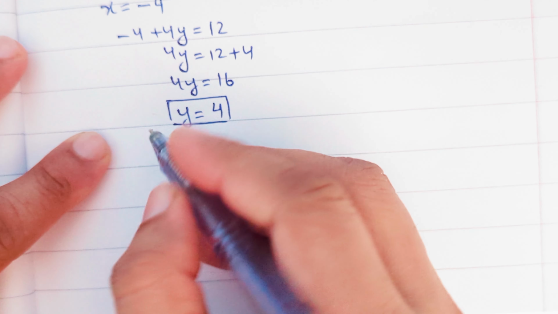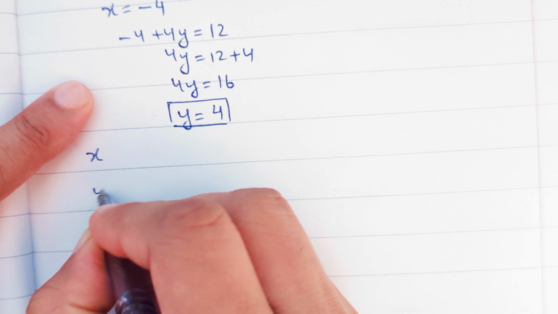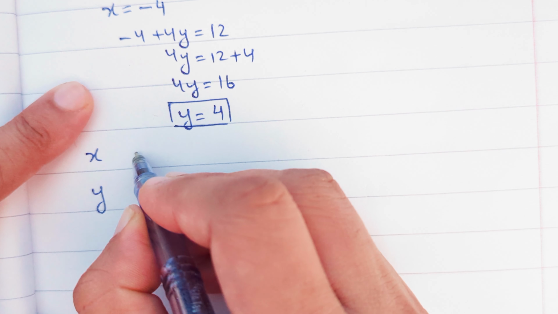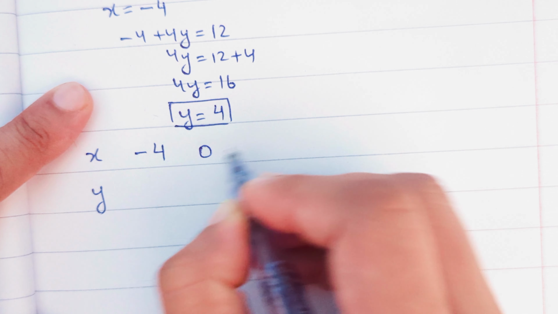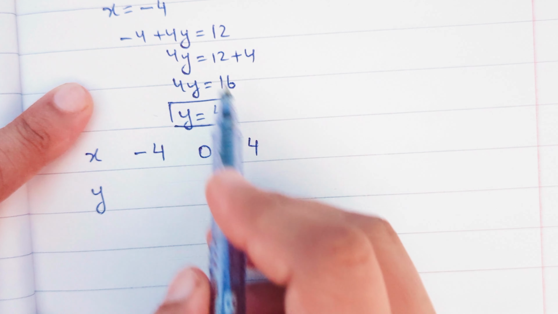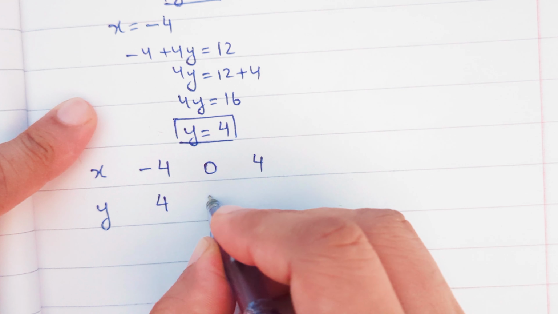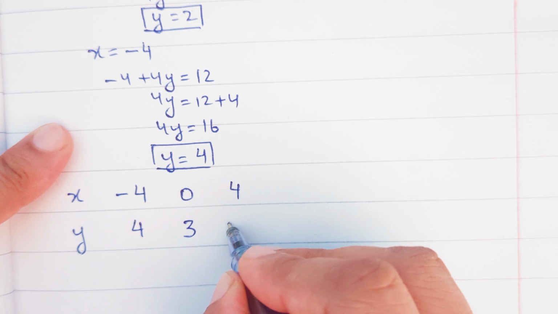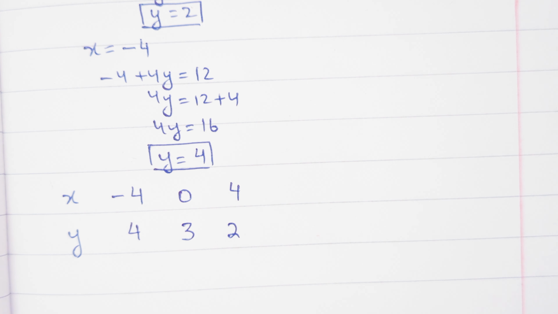So here we can make a table for x and y. We have taken the values of x as -4, 0 and 4. When we took -4, we got +4. When we took 0, we got y is equals to 3. And when we took +4, we got y is equals to 2. So these are the values of y we are getting.